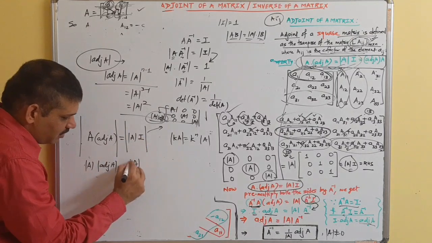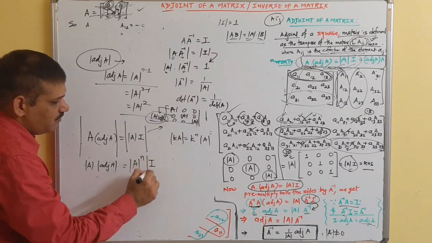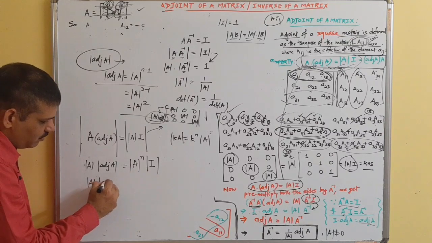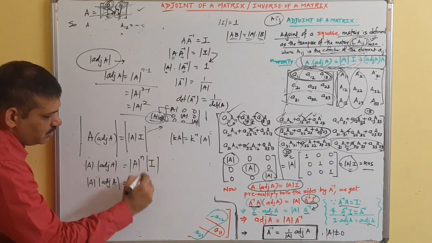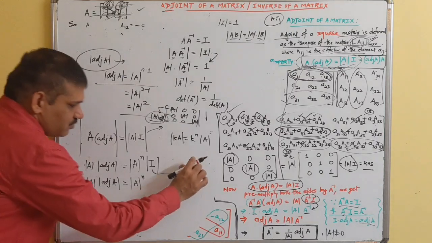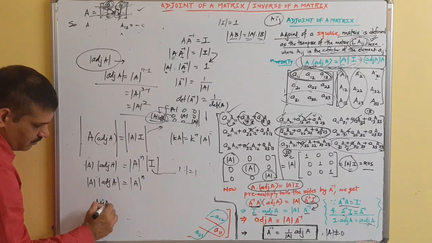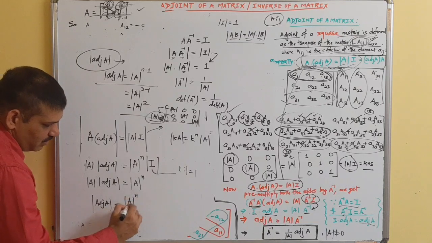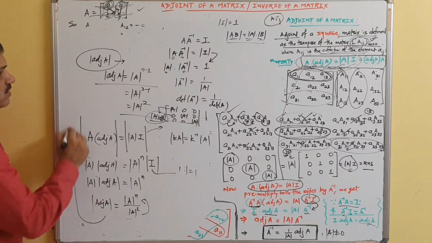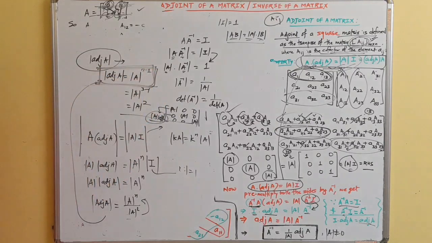So this will give me determinant A raised to n times the determinant of I. Now you can see the determinant of I is 1. So determinant of A into determinant of adjoint A is equal to determinant A raised to n, because determinant of I is always equal to 1. Dividing both sides by determinant A, determinant A raised to n upon determinant A, so 1 power will be subtracted. This gives us the formula: determinant of adjoint A is equal to determinant of A raised to n minus 1.